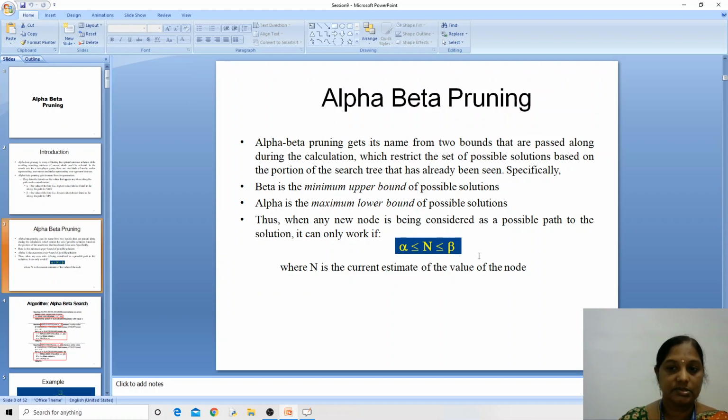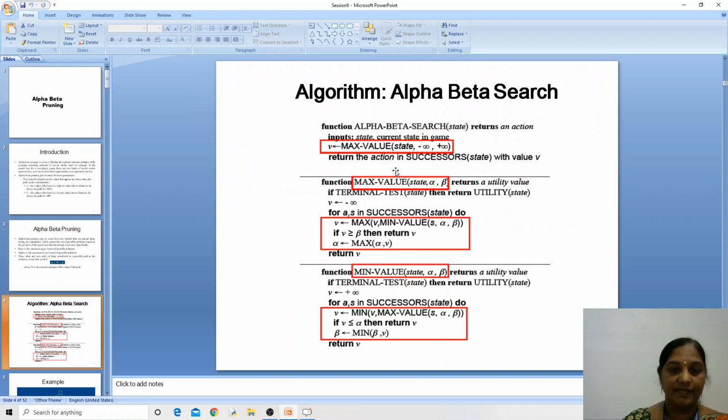Okay, here the constraint that was given is alpha less than or equal to n less than or equal to beta. Here n is the current estimate of the value. What is the current value of the node? Always, based upon the current value of the node, you are going to decide what the alpha value and the beta value are. Now you are going for the algorithm.